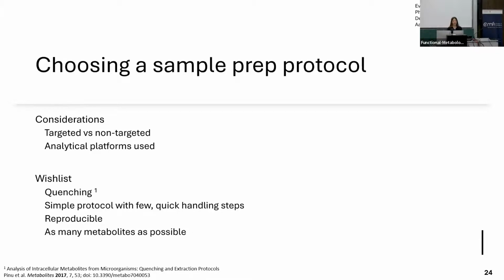Cool. Then the third part is having reproducible data. Make sure that if you do the same experiment a week later, you get the same data. That's very, very important. And of course, keep the protocol saved somewhere, every single step of the way, very, very detailed. And then finally, of course, the holy grail, get as many metabolites as possible.